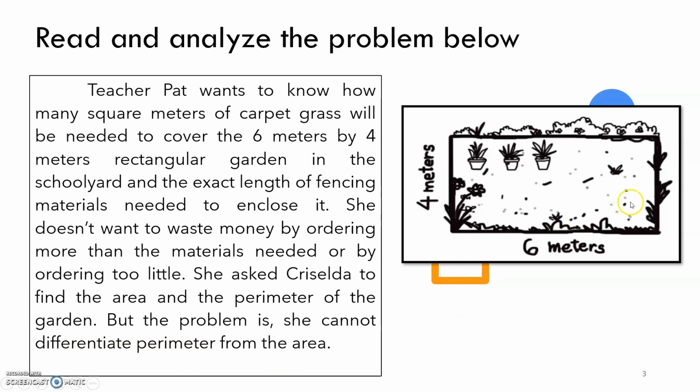Okay, so itong illustration na nandito sa right side, ito yung rectangular garden ni Teacher Pat. Gusto daw niyang malaman kung ilang square meter ng carpet grass ang kakailanganin niya para ma-cover yung space ng rectangular garden. At gusto rin niyang malaman kung gaano kahaba ba ang kakailanganin niya para malagyan ng bakod yung garden niya. Kaya lang, hindi niya alam kung ano ang area at ang perimeter ng kanyang garden.